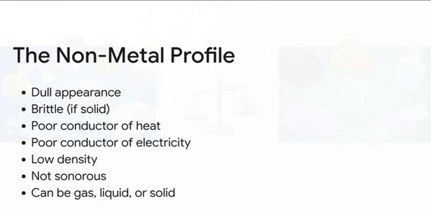So the nonmetal profile is pretty much a perfect opposite. They're dull, they're brittle if they're solid, and they are terrible conductors of heat and electricity. Actually, because they're such poor conductors, they make excellent insulators. That's why we have plastic coatings on electrical wires. They're also generally less dense and, interestingly, can be solids, liquids, or even gases at room temperature.